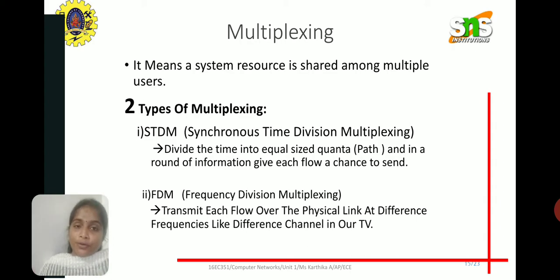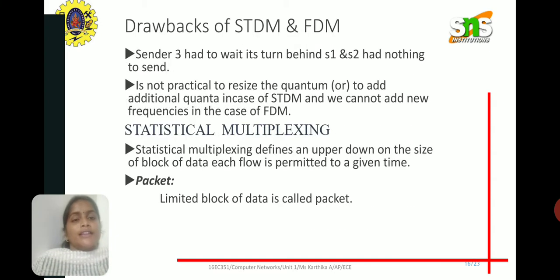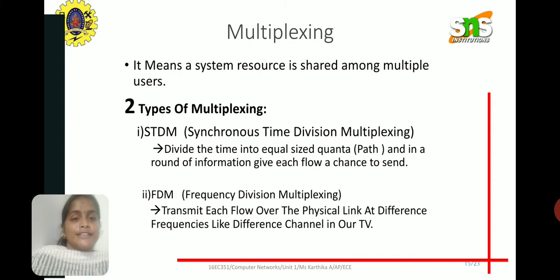Okay, and also we are using multiplexing in computer networks. In this we have two types. First one is STDM, that is synchronous time division multiplexing, and frequency division multiplexing. In synchronous time division multiplexing, the time slot is divided based upon the users or based upon the applications. And in frequency division multiplexing, the set of frequencies is divided based upon the number of users or based upon the applications.